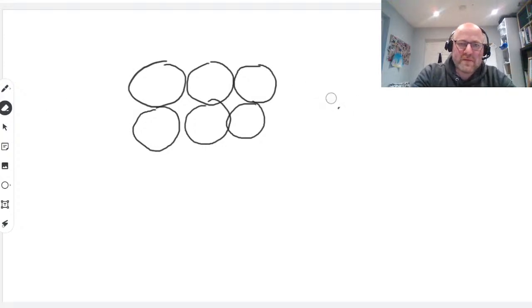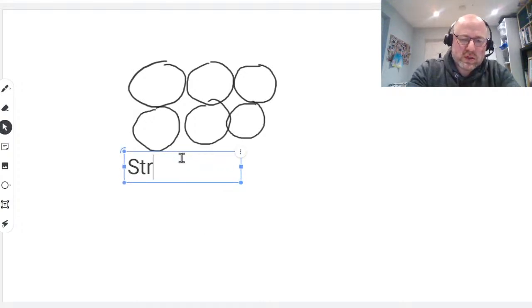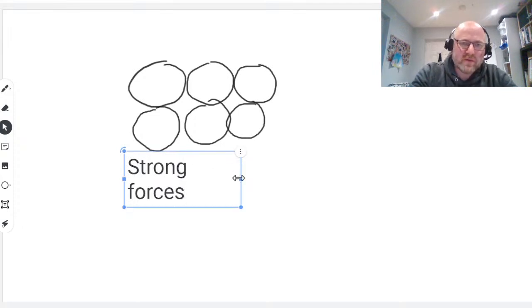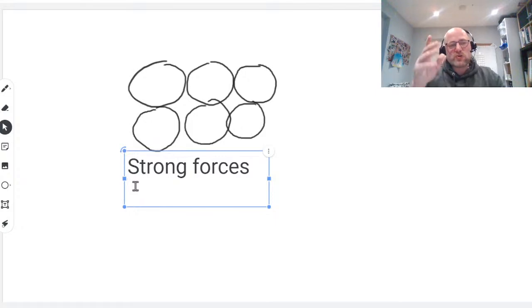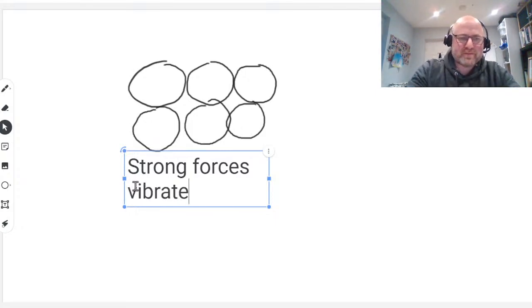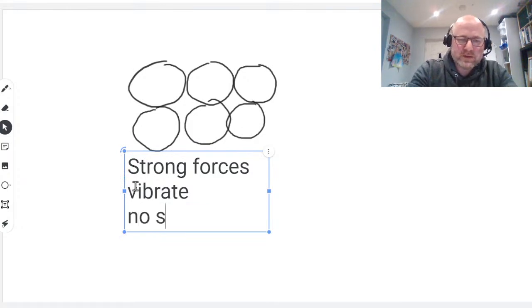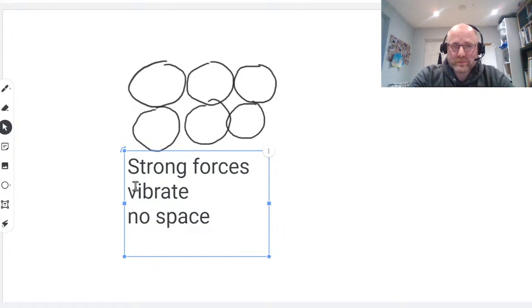So here's a solid. What are the five things you need to describe about a solid if you're asked in a six marker? They would be strong forces of attraction. I'm bullet pointing. Strong forces, vibrate, no space. I'm not sure if they asked. I went through the papers and I couldn't find a big one where they asked for solid, liquid and gas. But maybe strong forces between the particles. The particles vibrate in a solid, no space, low energy.